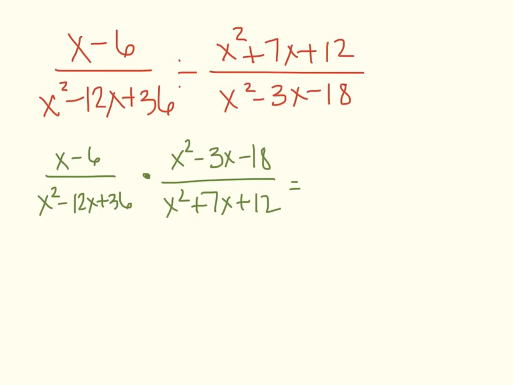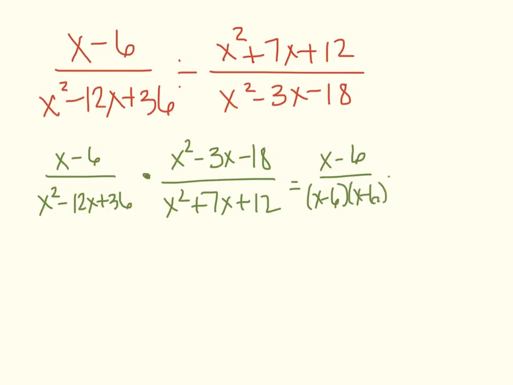Now, if you follow our multiplication rules, the first thing that we say is factor each and everything that you see. So let's start with that x minus 6. Well, that x minus 6 can't be factored. It's linear, and there's no GCF. Now, x squared minus 12x plus 36, I'm looking for two things that multiply to a positive 36 and add to a negative 12. So it's going to be negative 6, negative 6.